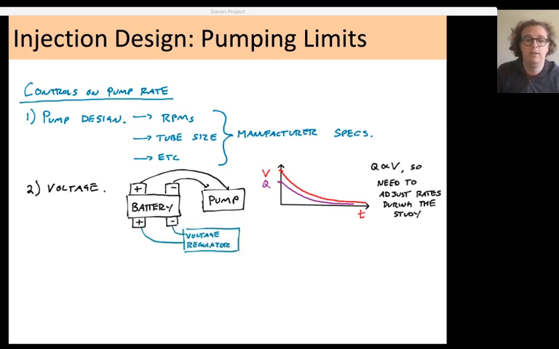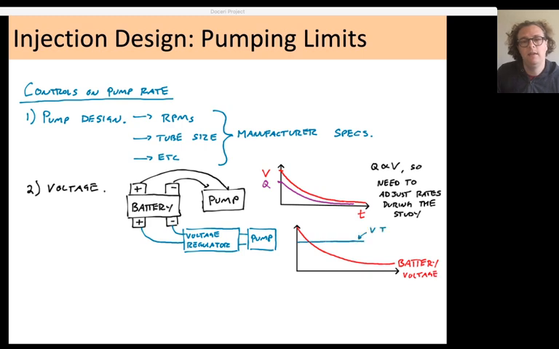One other strategy is to use a voltage regulator on your pump. The idea here is that even though the battery voltage decays through the day, what a voltage regulator will do is hold that voltage steady. On the downside, you cannot achieve the same maximum voltage when you go through that regulator as you might from your pump. But on the upside, it keeps the flow rate extremely constant.